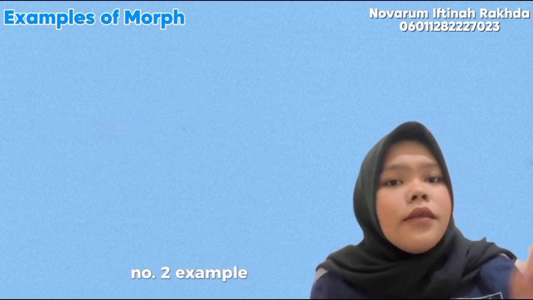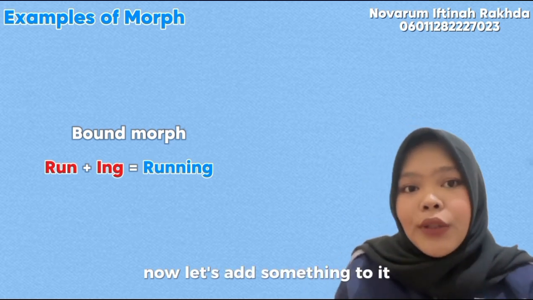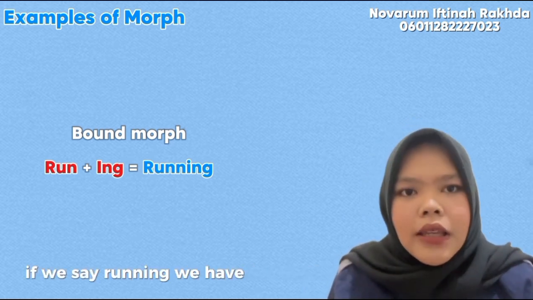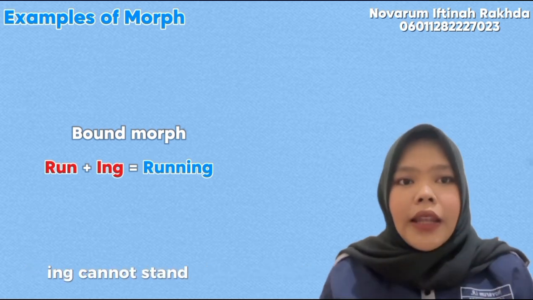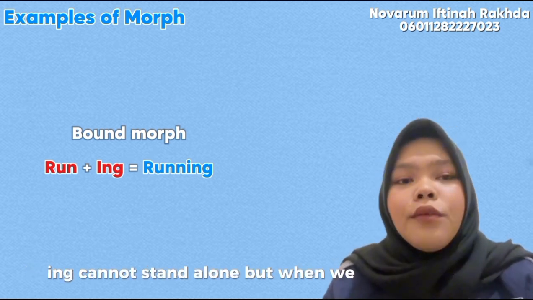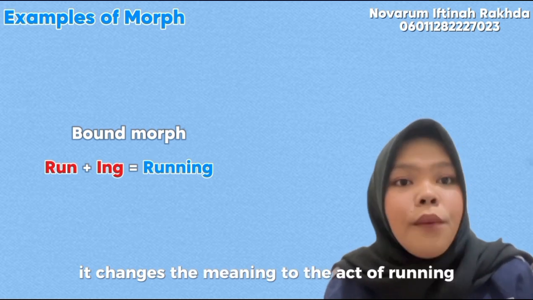Number two, an example of bound morphs. Now, let's add something to it. If we say running, we have added -ing. This is a bound morph. -ing cannot stand alone, but when we attach it to run, it changes the meaning to the act of running.